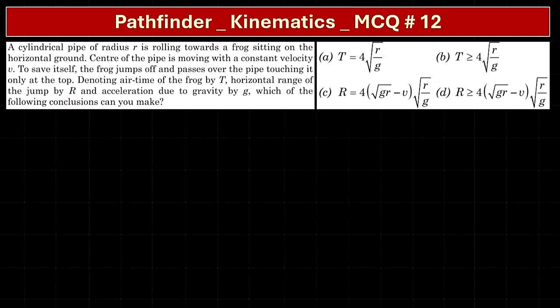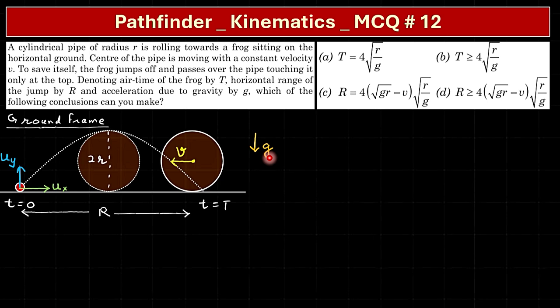Alright, so let me draw the picture. This is the pipe of radius r. It is moving with a constant velocity v. The frog is here. If the frog keeps sitting here, this pipe will run over it. To save itself, it jumps off. So this frog is also moving and this pipe is also moving. It just touches at the top.